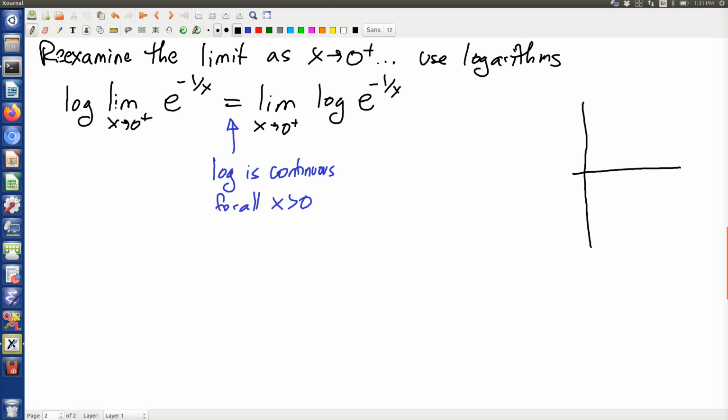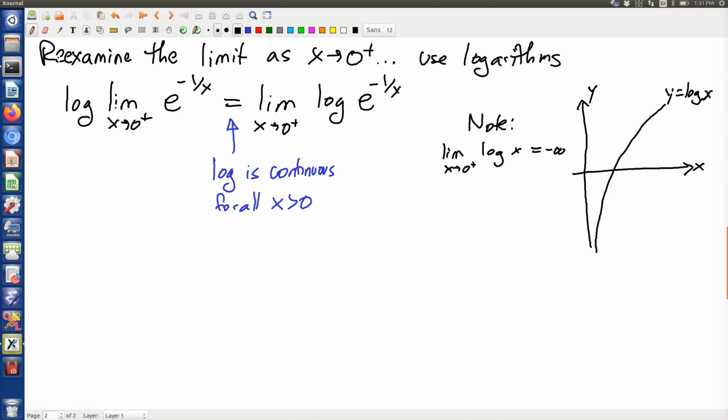So here, let me give you a quick reminder sketch of what a logarithm looks like. This is y is equal to log x. So if I have something that is going to 0, it'll make the logarithm go to minus infinity. So note the log of x as x goes to 0 from above is minus infinity. And that's the only place where that happens.